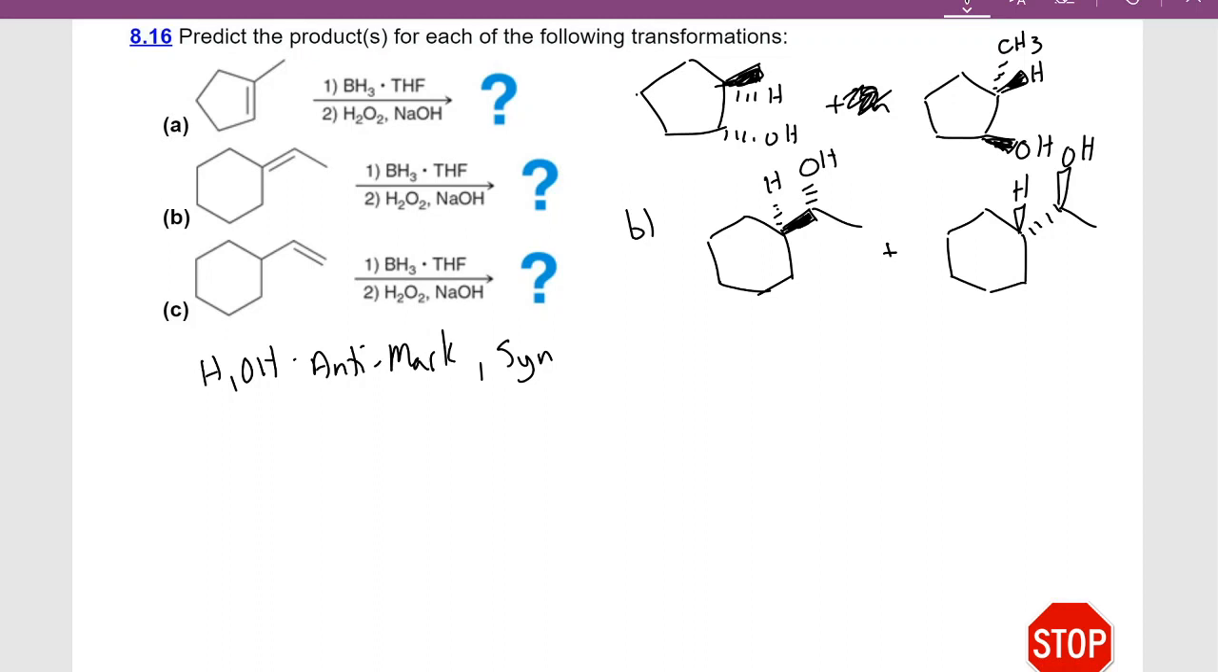Okay, so C would be here. We've got the OH is going to be on the less substituted side. The H will be on the more substituted side, but that's not actually a chiral center, either of those. So you can just draw the lines, okay? So we don't have to worry about the syn addition here.